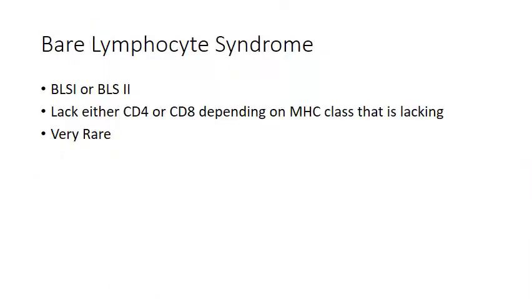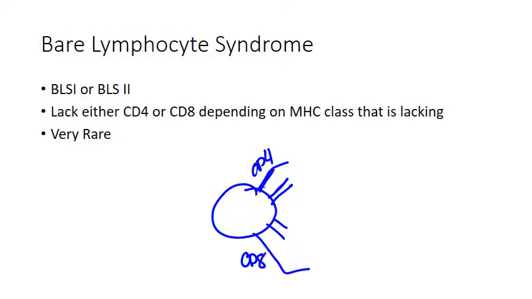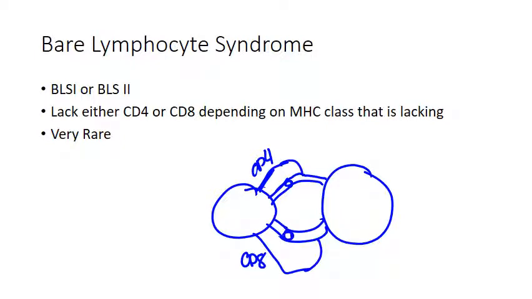Bare lymphocyte syndrome is the other one. Basically, remember that when the T cell is making its decision, should I become a CD4 positive T cell or a CD8 positive T cell, it's talking to an antigen presenting cell that is expressing the antigen on MHC class 2 or MHC class 1, depending, right? So this would be MHC2, and this is 1, right? Okay. In bare lymphocyte syndrome 1, there's no MHC class 1.